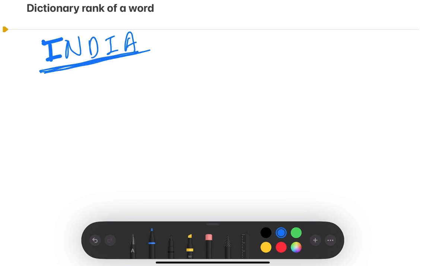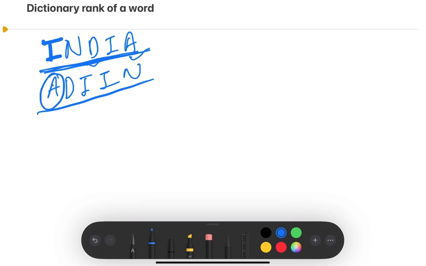Like in the English alphabet, first A comes, then D comes, right? So we have to arrange that. For this one it will be like this: A, D, then double I, then N. So first A, so let's start. We have to include all the words that start with A, so A is fixed. What are the remaining letters? That is D, double I and N.